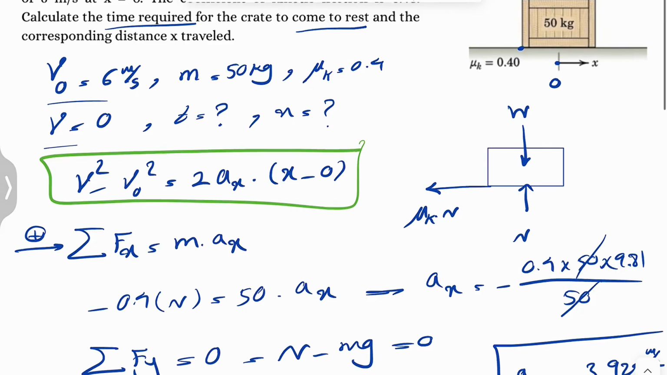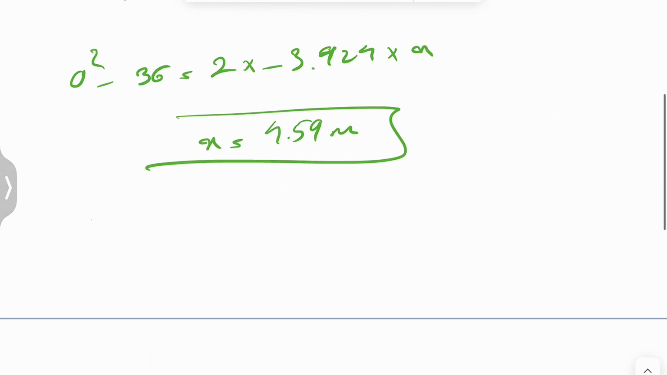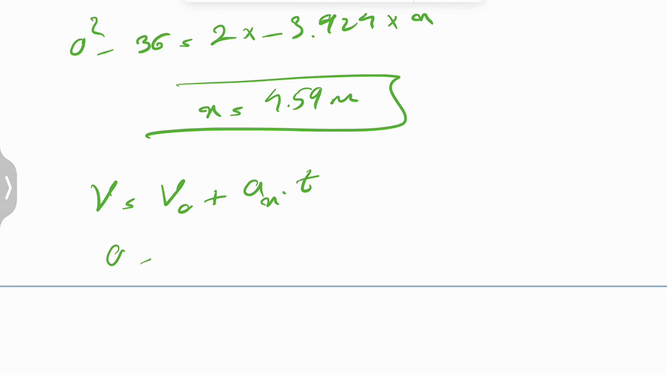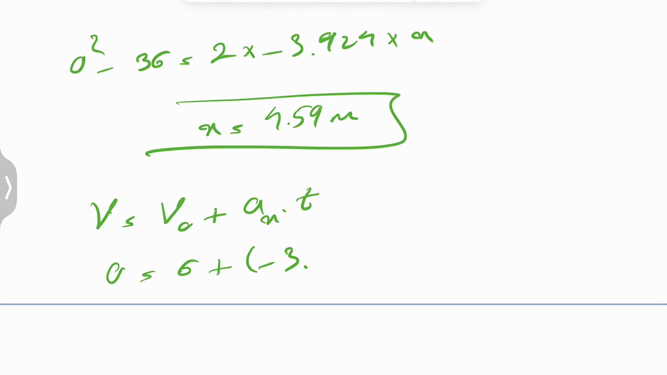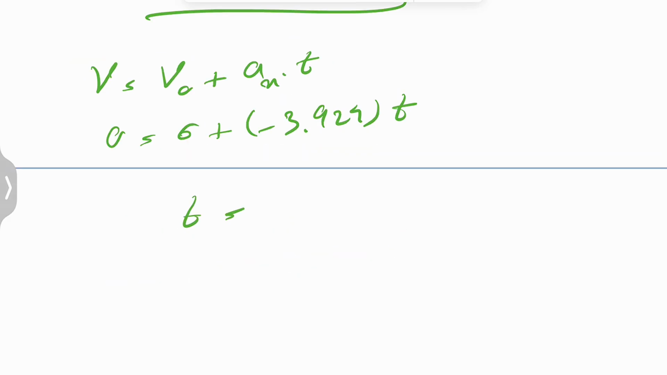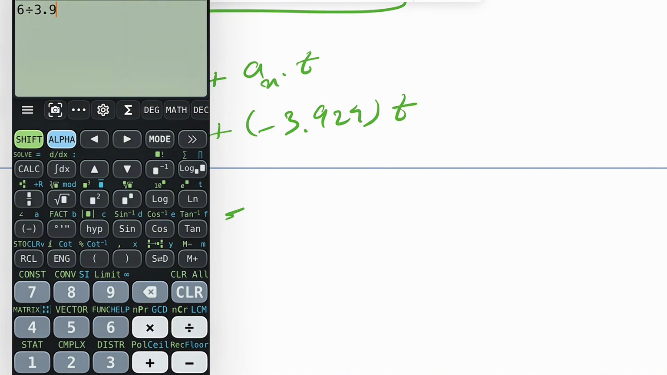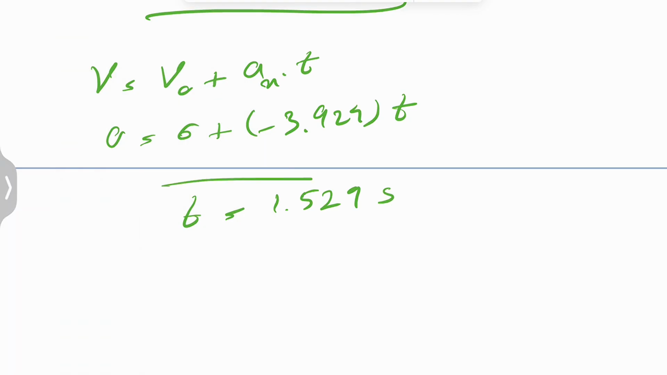So we found the distance that it travels, and the last thing would be the time, and we know v is equal to initial velocity plus ax times t. So 0 is equal to 6 plus ax, which is negative 3.924, times t. So our time would be 6 divided by 3.924. Yeah, 1.529 seconds, for sig figs, because it starts with 1.